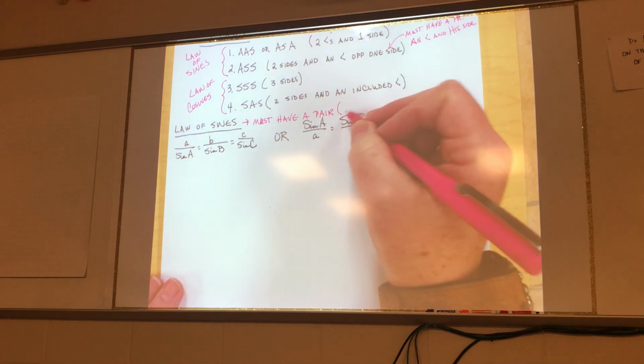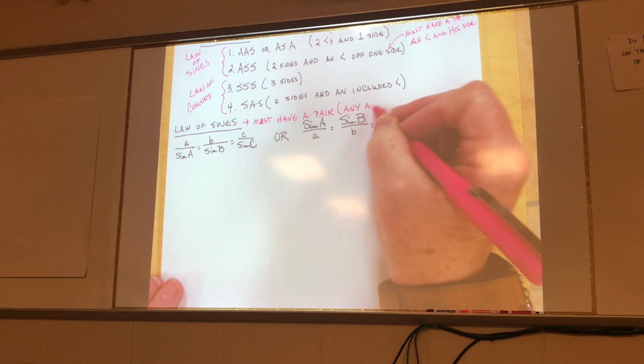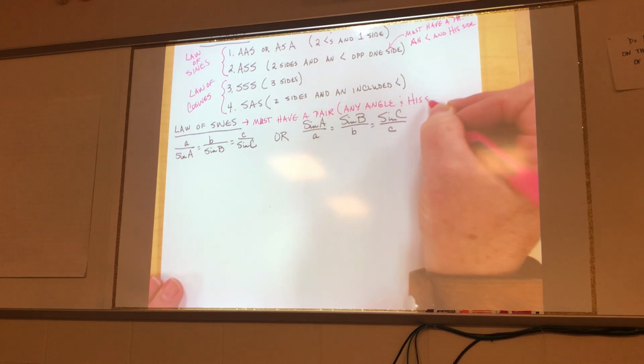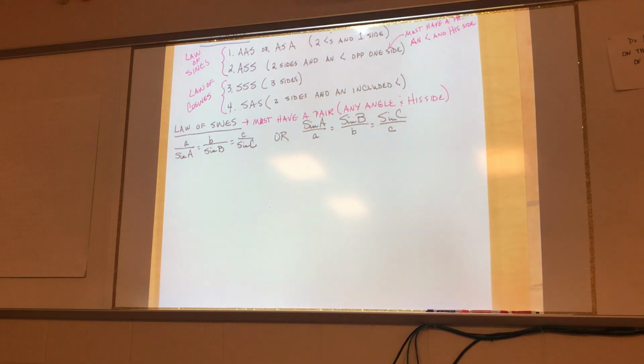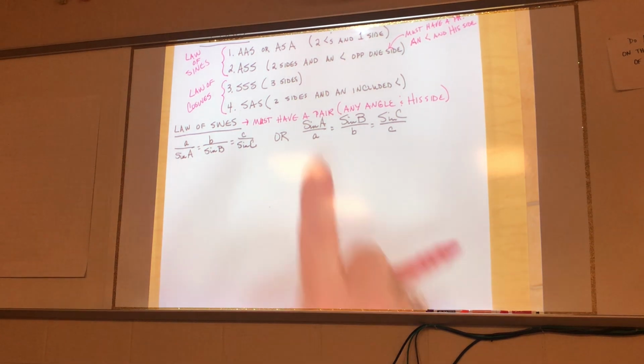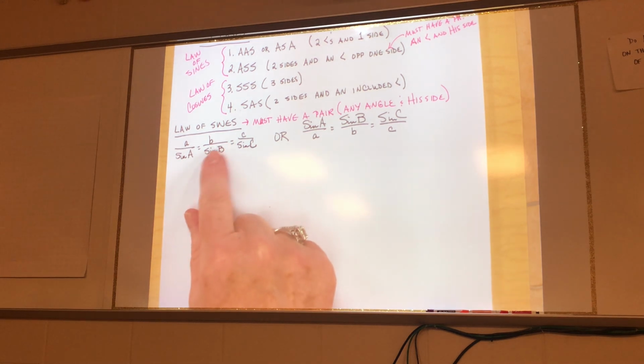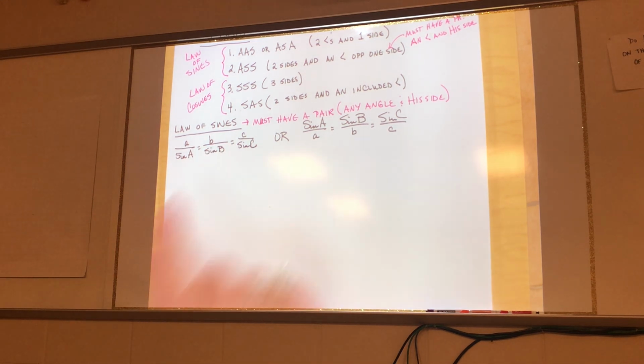All right? So that is any angle and its side. Like angle A and side A, angle B and side B, angle C and side C. If you don't have a pair, you can't use the law of sines. So say you have sine of the big A, and then you have the little a, and then you're going to have one of the other ones. Then you combine them and solve for X. That's exactly right, we'll solve for everything else. Gotcha. Okay? All right, so here we go.